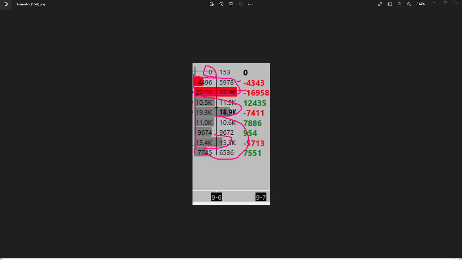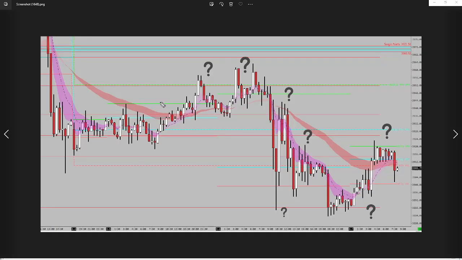And I kind of put a few animated question marks to point your eyes. Again, this is something I've touched on as well. Let's just let this load for a second. There we are. And all these question marks are around what? Lows and highs. Those are where stops are.